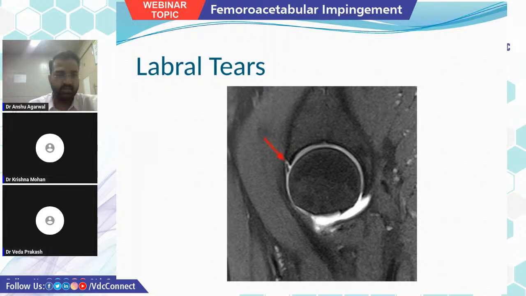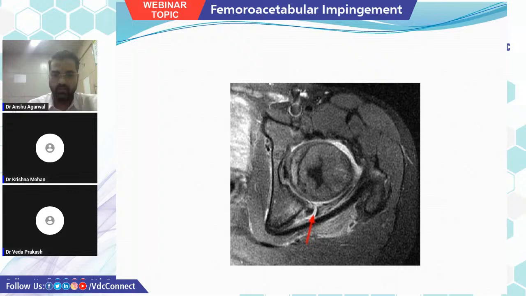This is another example of a patient who had a tear while playing soccer, and there's a posterolateral tear with capsular tear and avulsion.